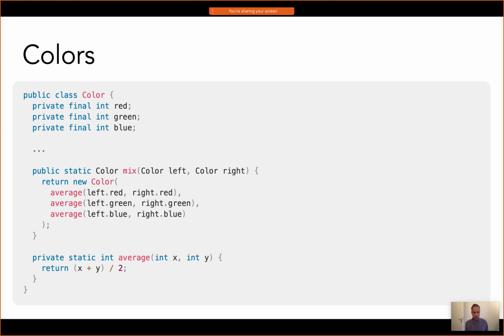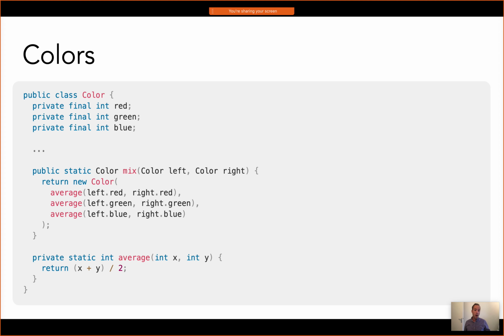And here's the example that Evans gives. He talks about a color, and here the color is like an RGB color. It has a red and a green and a blue property. All of them are integers, all of them are numbers. And this color class has a static method called mix, and it accepts two colors and returns a new color, which is a mix of those two colors that you pass into it. And it calculates the mix by taking the average of the red values, the average of the green values, and the average of the blue values.